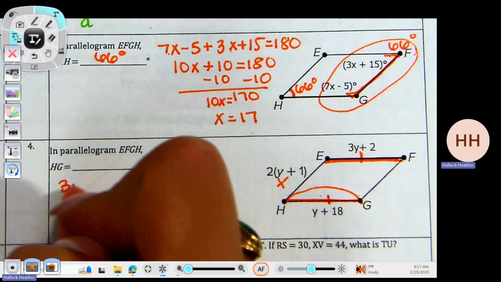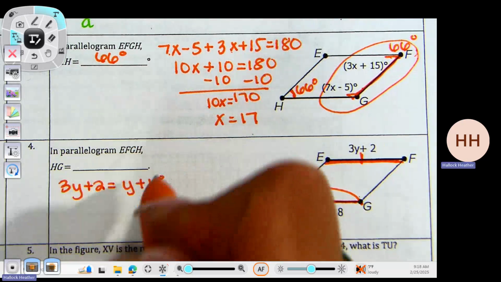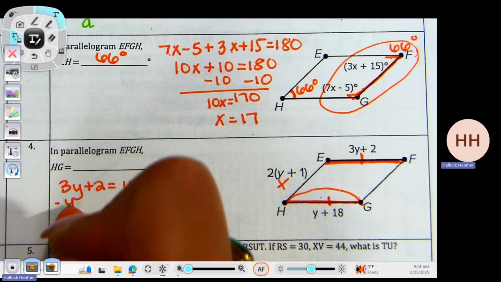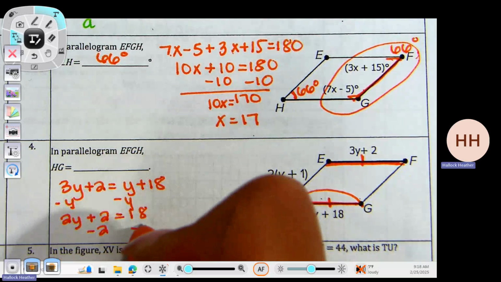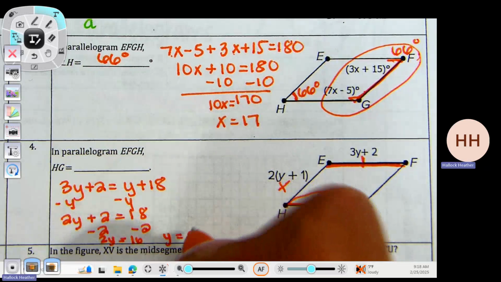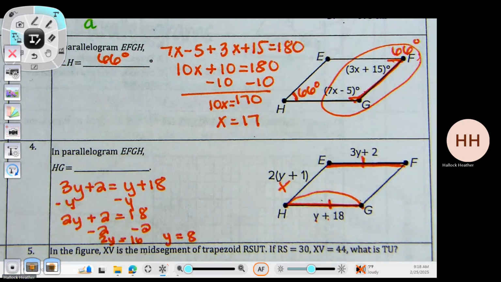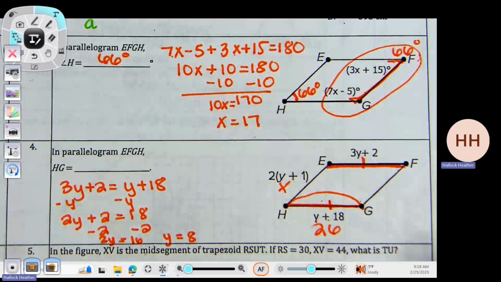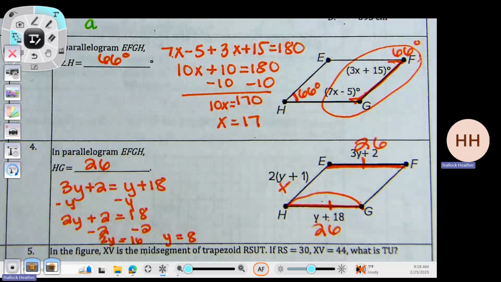So I'm doing 3y plus 2 equals y plus 18. If I minus 1y to both sides, I get 2y. If I minus 2 to both sides, I get 16. So y equals 8. And then I'm going to plug it back in. So 8 plus 18 is 26. So the bottom would be 26 and the top would be 26. HG is 26. It's a length, that's not a degree, so I don't need the bubble.